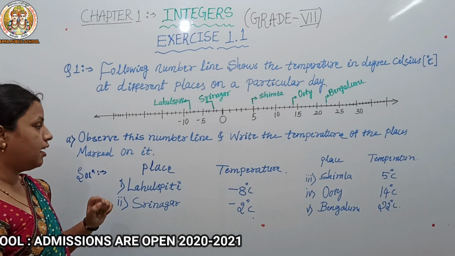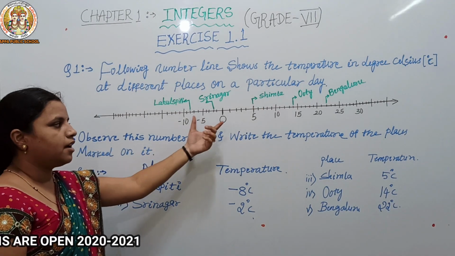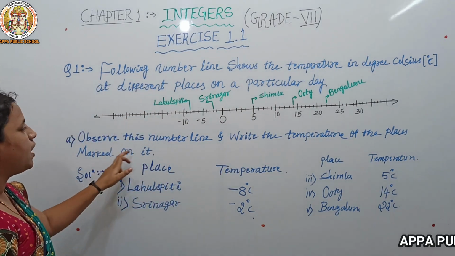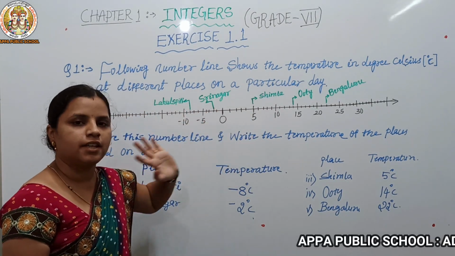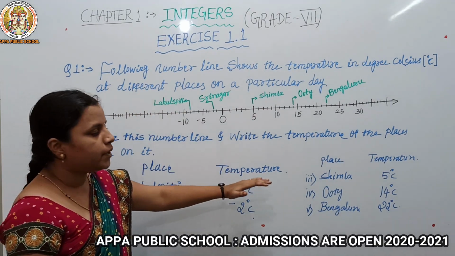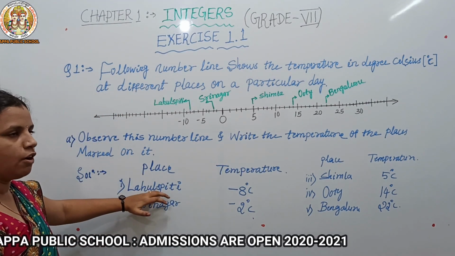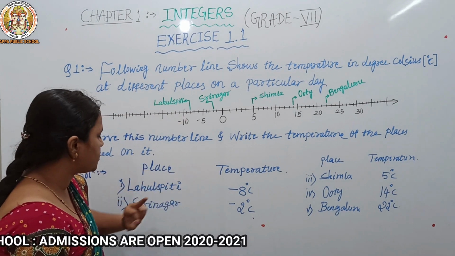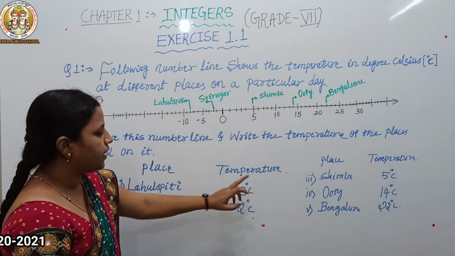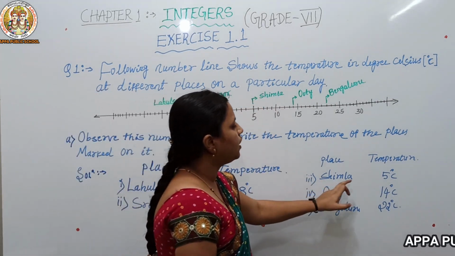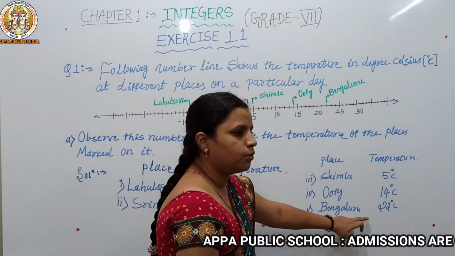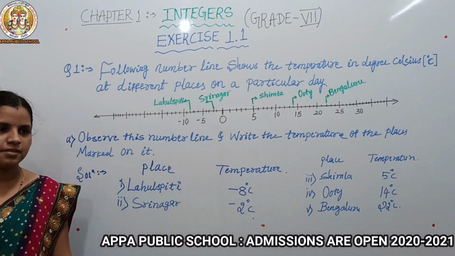What is the question? Once again I will repeat. Observe this number line and write the temperature of the places marked on it. With the help of the number line, we write the places and temperatures. The first one, Lahaul Spiti, is at -8 degrees Celsius, and Srinagar is at -2 degrees Celsius, and Shimla 5 degrees Celsius, Ooty 14 degrees Celsius and Bangalore 22 degrees Celsius.